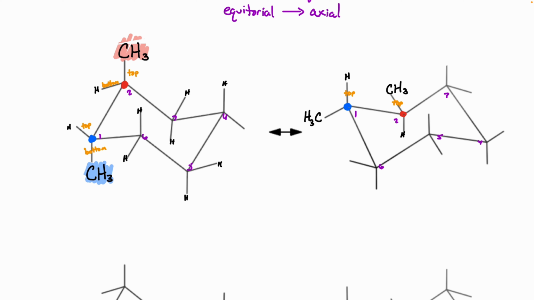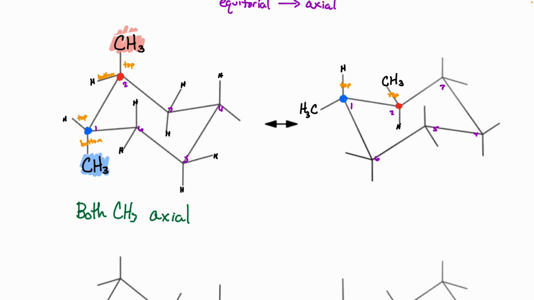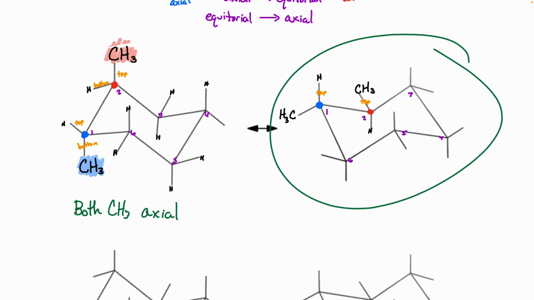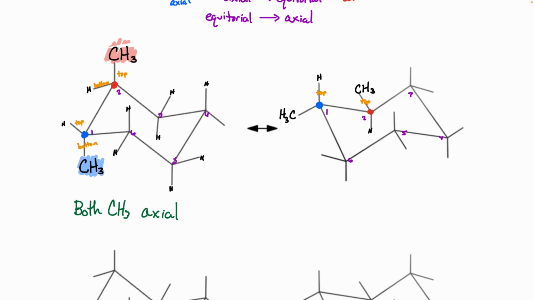So in my original chair conformation, both of those CH3s were axial. And what about after that chair flip occurred? What happened? Now they're both equatorial.